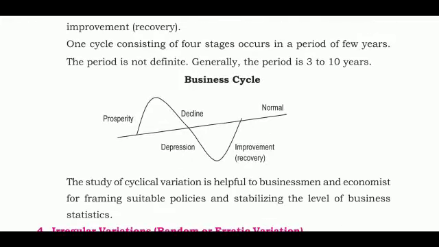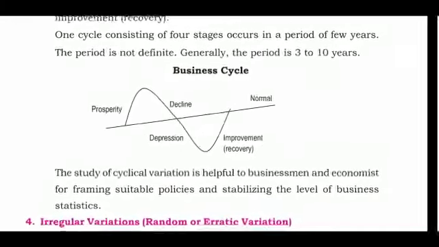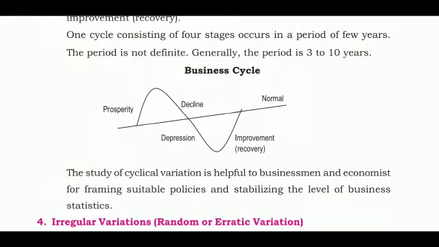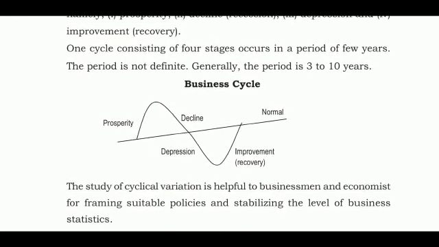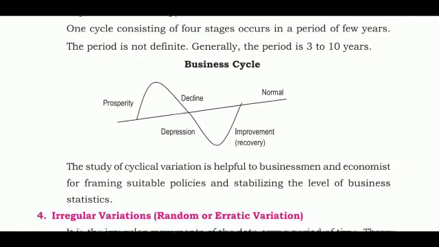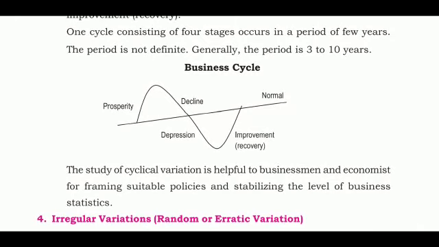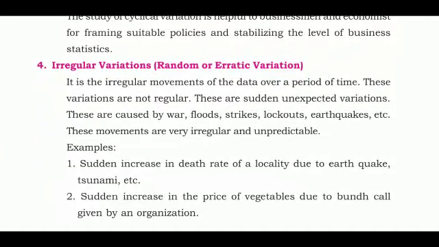And where is it helpful? The study of cyclical variation is helpful to businessmen and economists for framing suitable policies and stabilizing the level of business statistics. So this is cyclical variations. You have to remember the 4 different stages of this particular cycle, and the period can be between 3 to 10 years also.